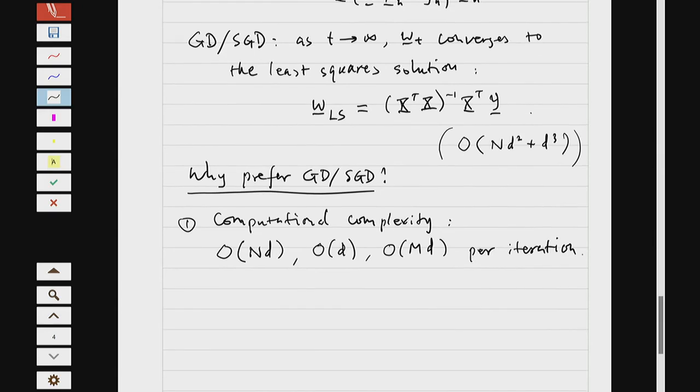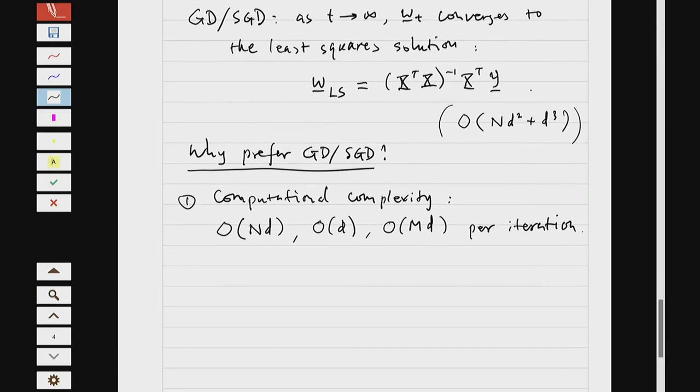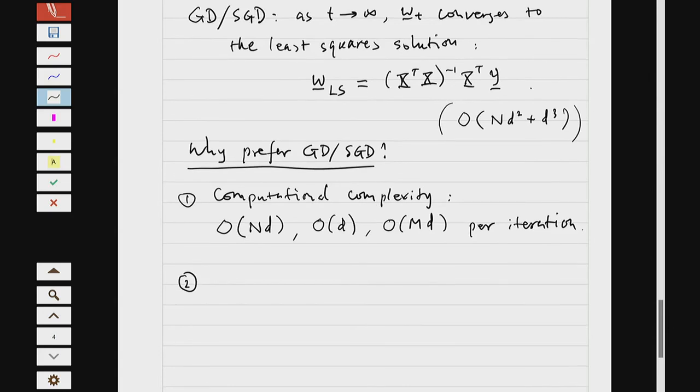And you can get pretty close to optimal before you hit the nth node, the nth sample. So this is one good reason, the complexity, for large problems.